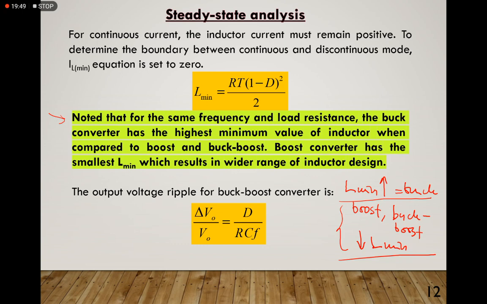Finally, we're going to find the equation for the capacitor. The equation for the capacitor for the buck boost converter is C equals D over R multiplied by your output voltage ripple multiplied by your switching frequency. So this is how you're going to find the value for your capacitor.